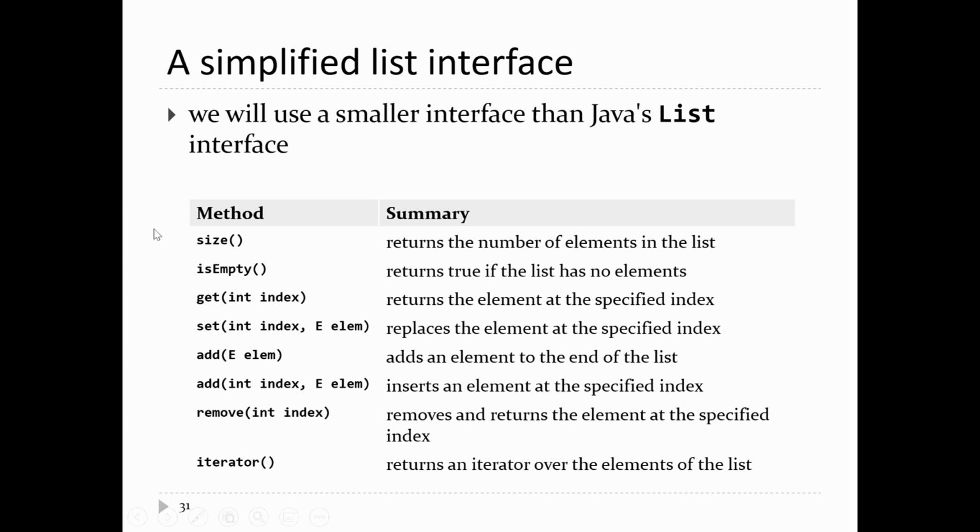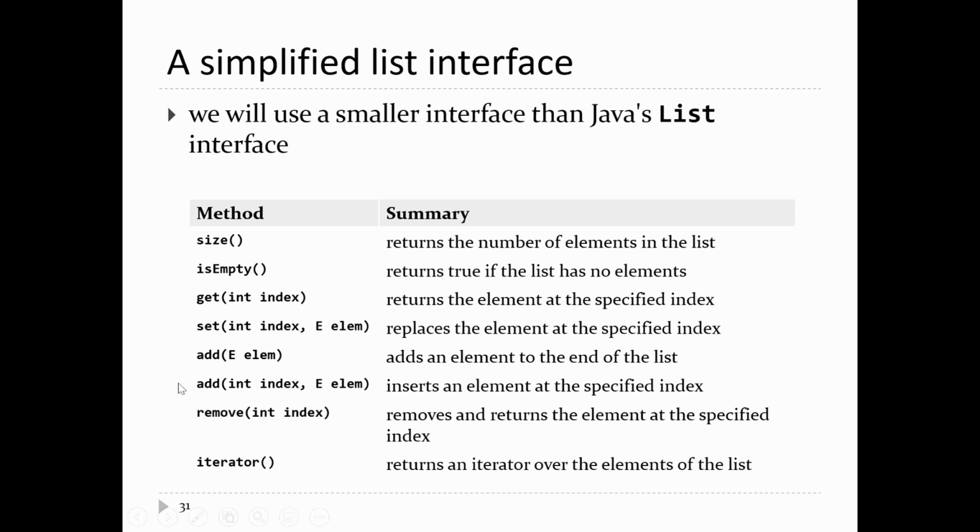All right, so we're going to implement a simplified version of the list. We're not going to implement the full version of Java's list interface. We're going to pick some of the more important methods, and then I'll show you how you implement these in the two different kinds of lists. So we've got size and is empty. Size is the number of elements in the list, is empty asks whether the list is empty. Get and set, so get and set an element of the list by index. Add adds to the end of the list.